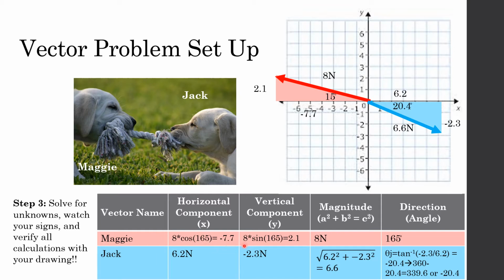For my vertical component, I'm going to do my hypotenuse times sine of my angle. So that's going to be 8 sine of 165, and that gives me 2.1 newtons.